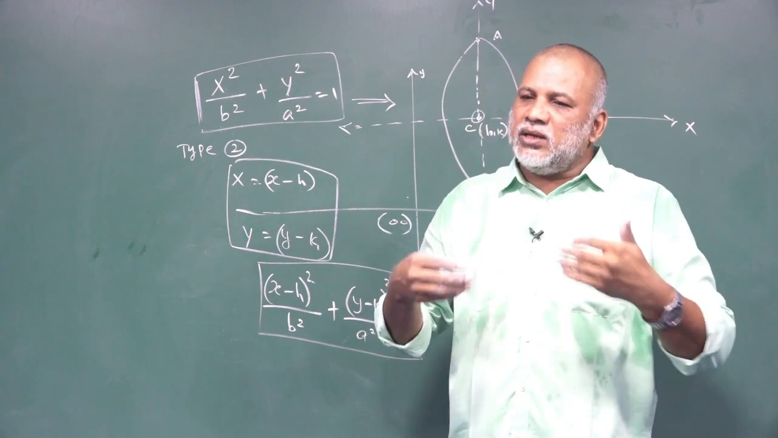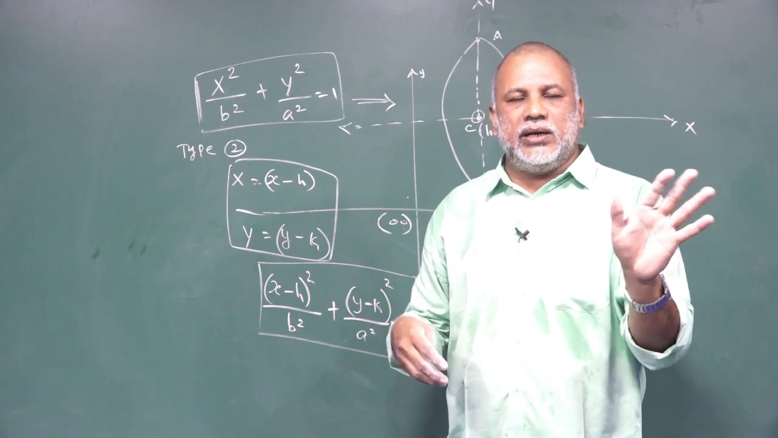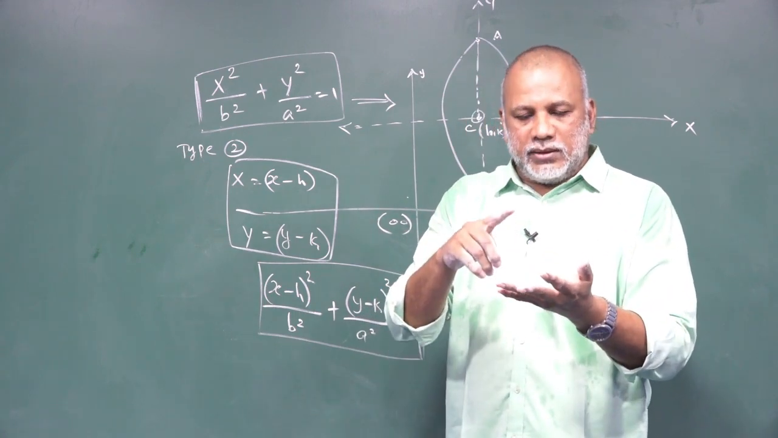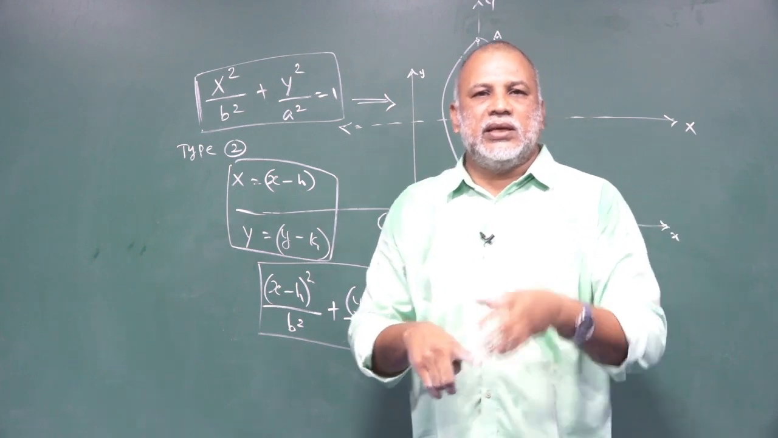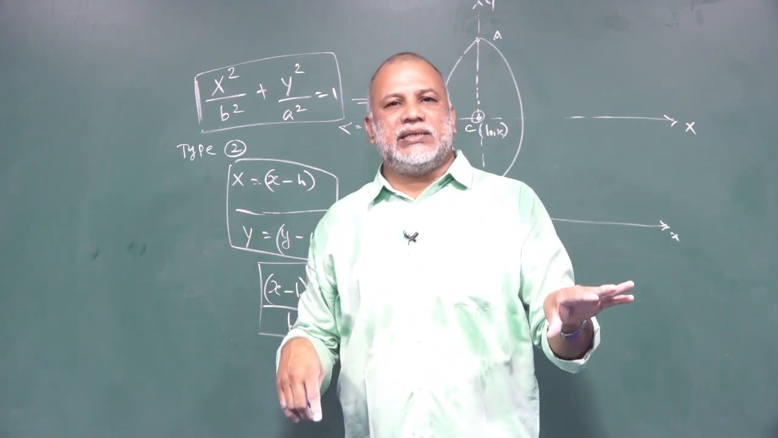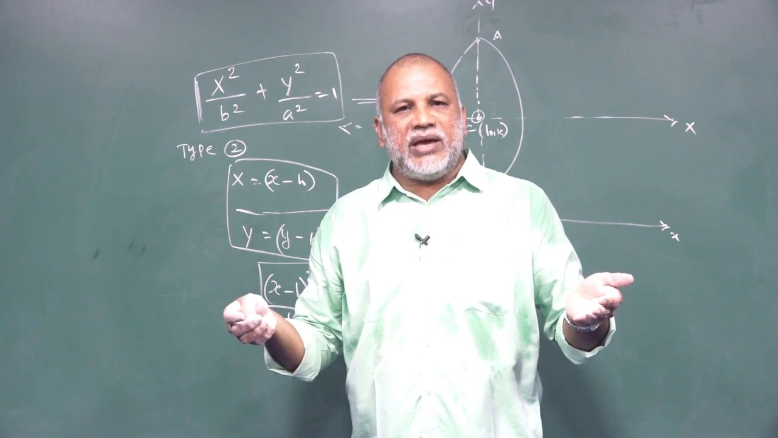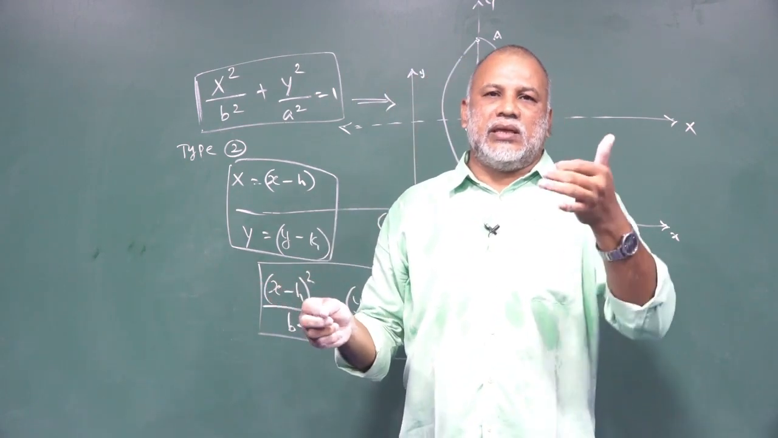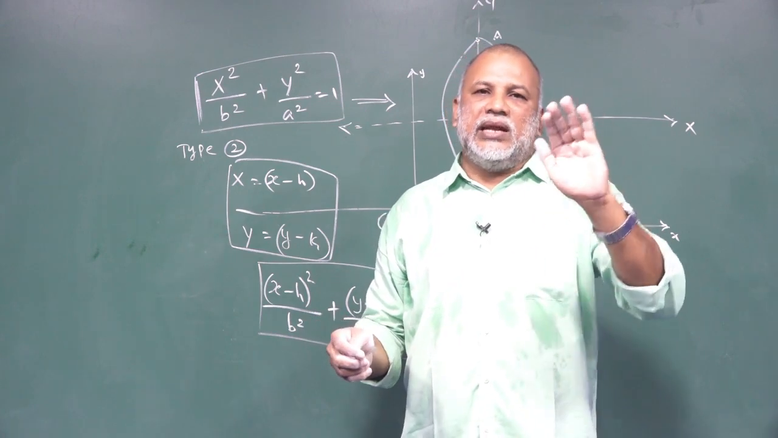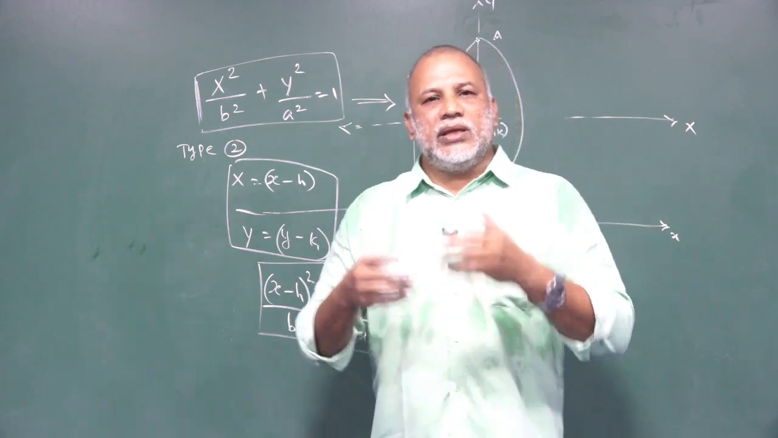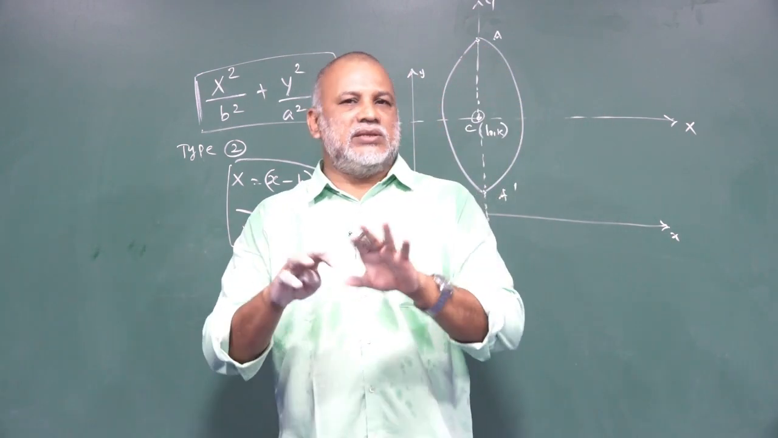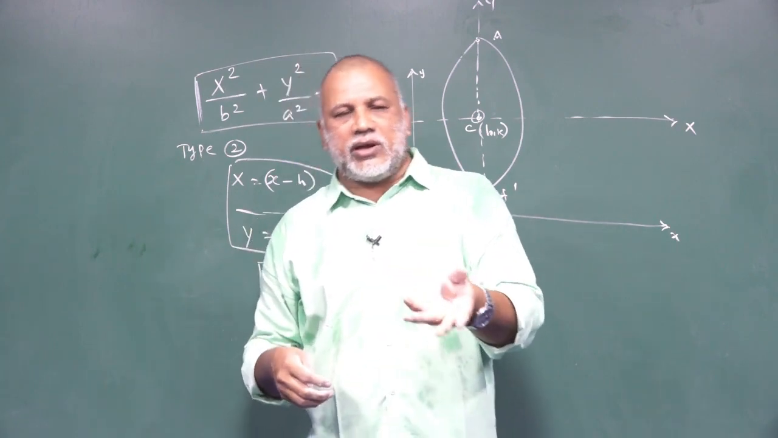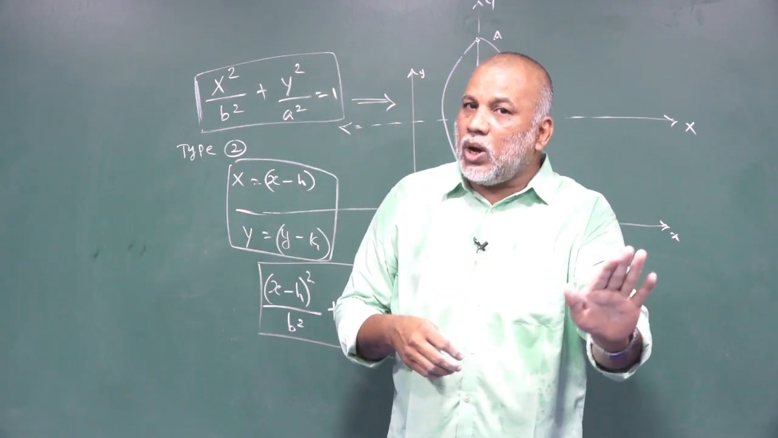From that analysis, we are giving some definitions: center, foci, vertices, equation of the directrices, length of the major axis, length of the minor axis, equation of the major, equation of the minor, length of the latus rectum, then endpoints of the latus rectum. These are the results we derived. In the same way, we are able to work out the type number 2 also.